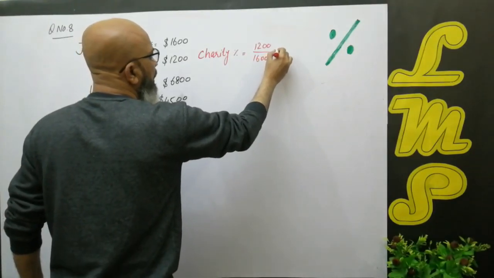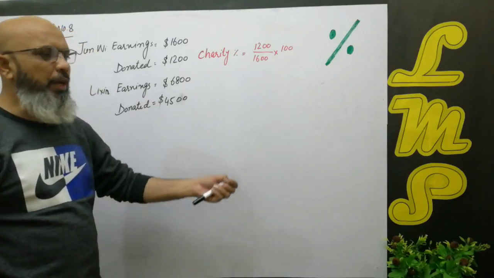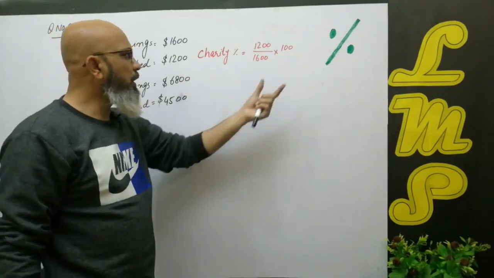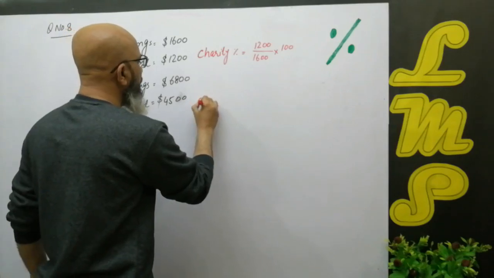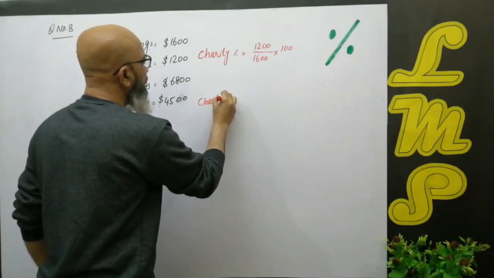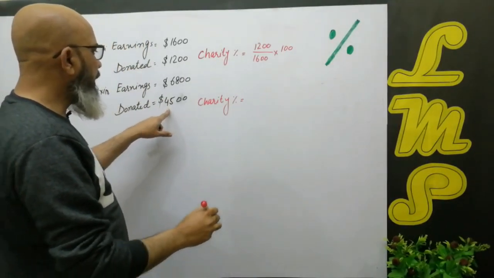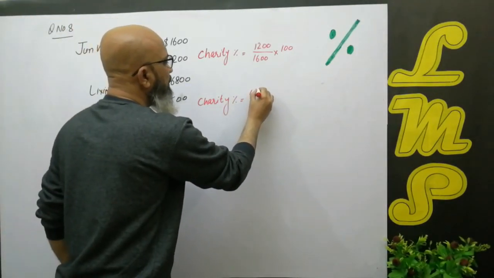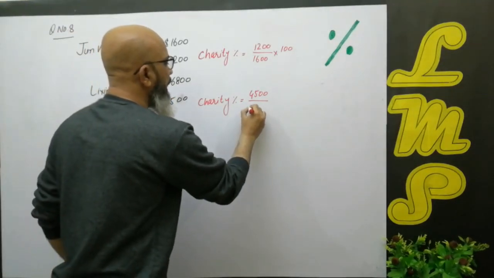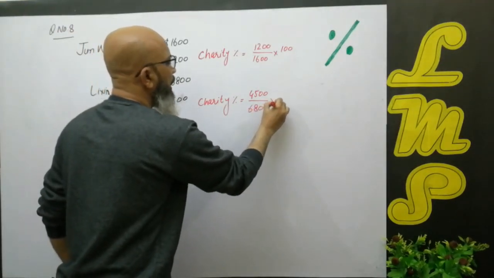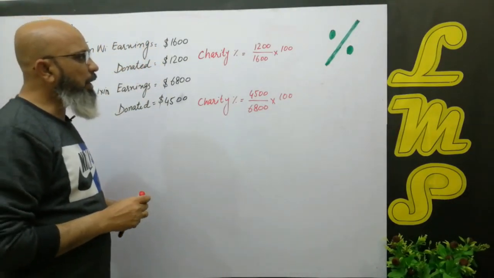So we will simplify and find the percentage, and when we are going to find the percentage, we have to multiply with the 100. Similarly, we will find Lixon's charity or donation percentage. What did he donate? He donated 4500, and his total earning or salary is $6,800, and we are going to find its percentage. So we will multiply with the 100.